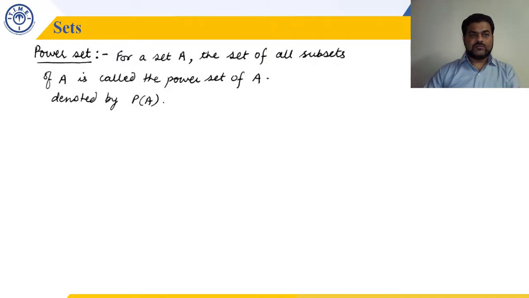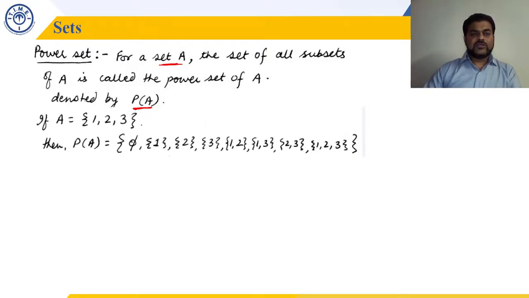What is the power set? For any set A, the set of all the subsets of A is called the power set of A. If we make a set which will contain all the possible subsets of A, then that is known as the power set of set A, and it is denoted by P(A). Let's take an example, you will understand it better. Suppose there is a set A which has 3 elements, 1, 2 and 3. So the power set of A will contain all the possible subsets of set A.